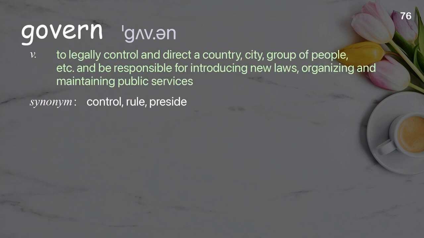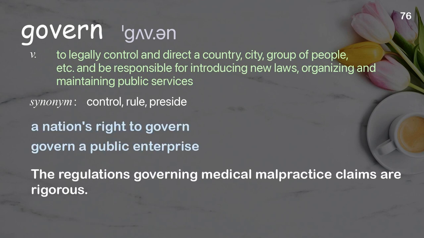Govern. To legally control and direct a country, city, group of people, etc., and be responsible for introducing new laws, organizing and maintaining public services. Examples: a nation's right to govern, govern a public enterprise. The regulations governing medical malpractice claims are rigorous.